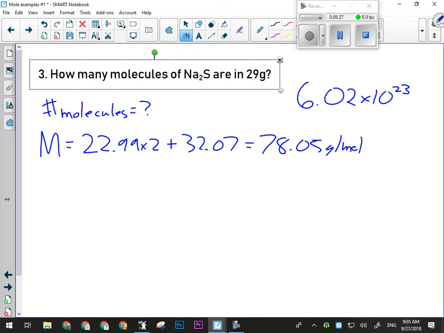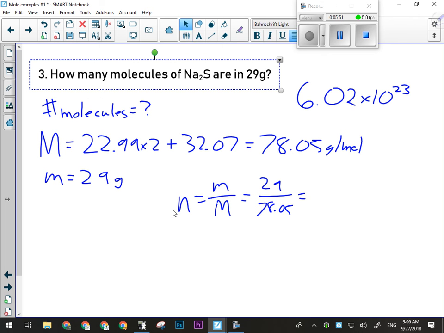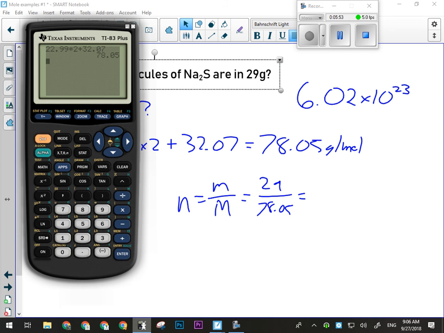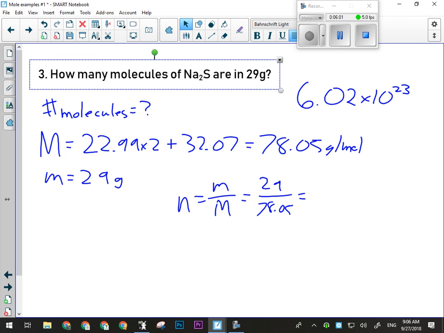The other thing we're told is that we have 29 grams. So I have little m and I have big M. What can I find right now? N. Right. I can find the number of moles. So I'm going to do that first. N is going to equal little m over big M, 29 grams over 78.05 grams per mole. So obviously I have less than a mole here. So 29 divided by our answer, it's 0.3715 moles.